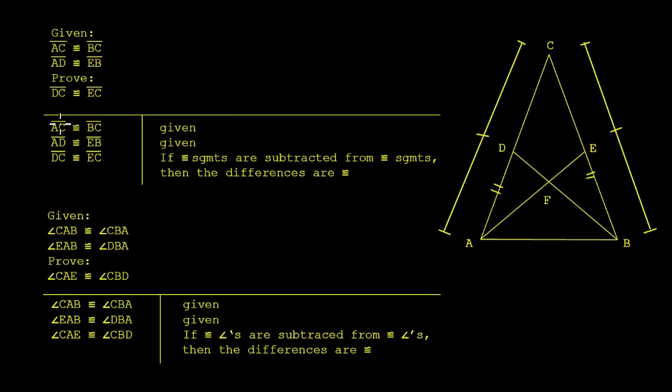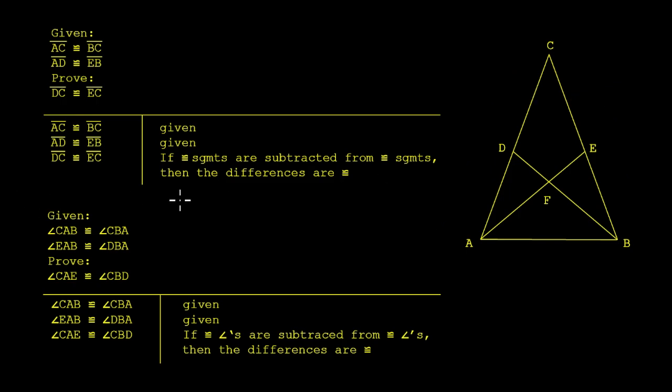So here we go. AC is congruent to BC, given. AD is congruent to EB, given, done on the diagram. DC is congruent to EC, that's here. DC is congruent to EC because if congruent segments are subtracted from congruent segments, then the differences are congruent. You just want to repeat that about 5 times until you can say it plainly.